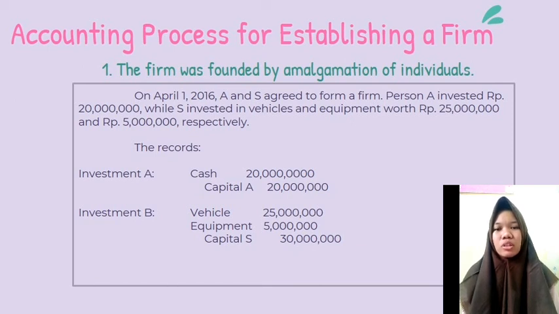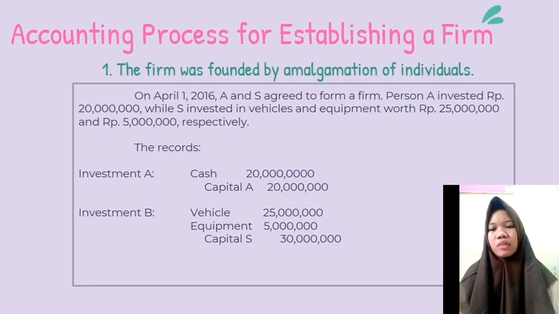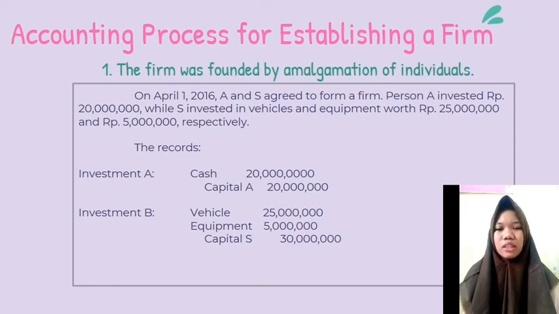For example, on April 1, 2016, A and S agreed to form a firm. A invested 20 million rupiah, while S invested vehicles and equipment worth 25 million rupiah and 5 million rupiah respectively. The records are: A's investment, debit cash 20 million, and credit A's capital 20 million. S's investment: debit vehicle 25 million, debit equipment 5 million, and credit S's capital 30 million. Then the AS firm statement of financial position is as follows.